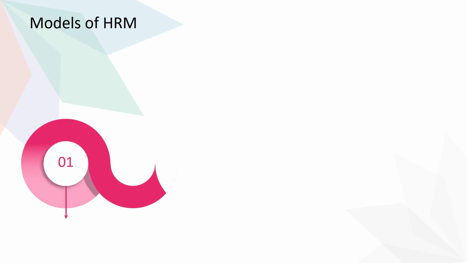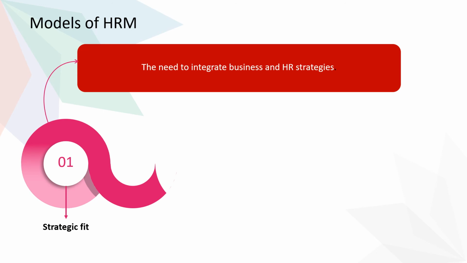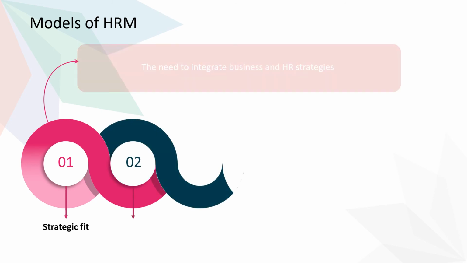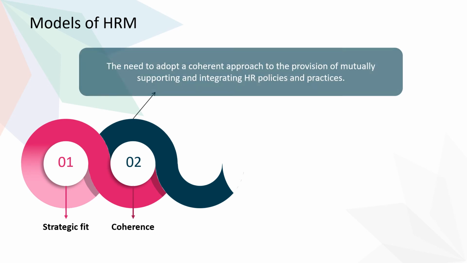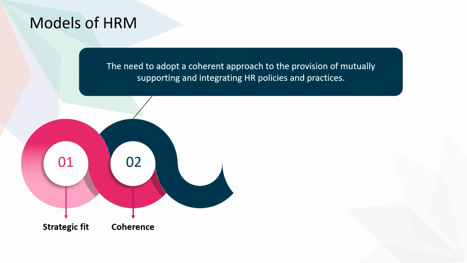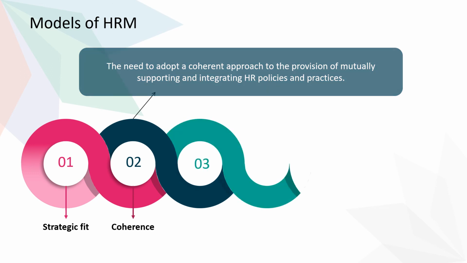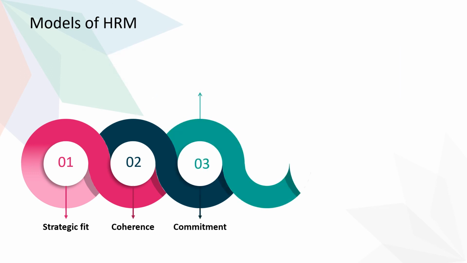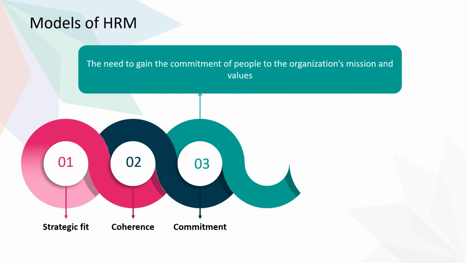So moving on to the last topic, that is models of HRM. The first one is strategic fit. It says that there is a need to integrate business and HR strategies. The second one is coherence. It says that there is a need to adopt a coherent approach to the provision of mutually supporting and integrating HR policies and practices. The third one is commitment. Commitment says that there is a need to gain the commitment of people to the organization's mission and values.